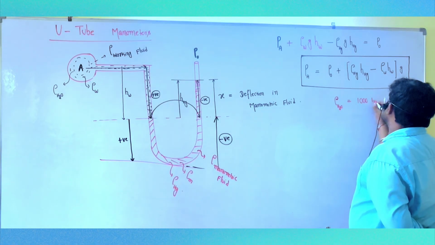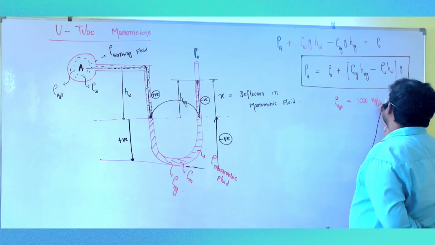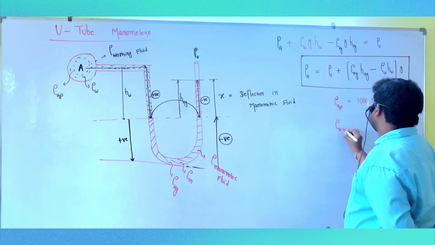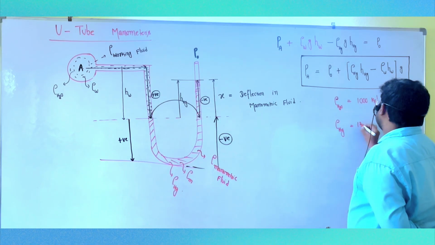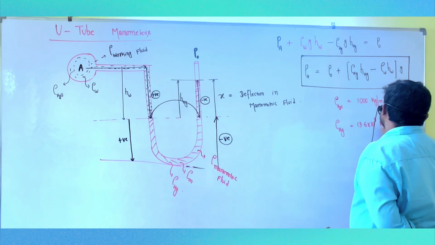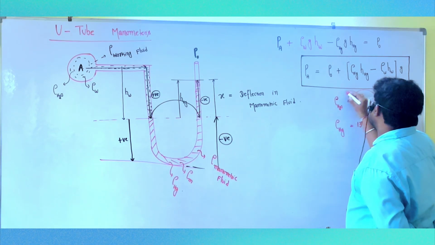1000 kg per meter cube. What is the density of mercury? 13.6 into 10 power 3 kg per meter cube.